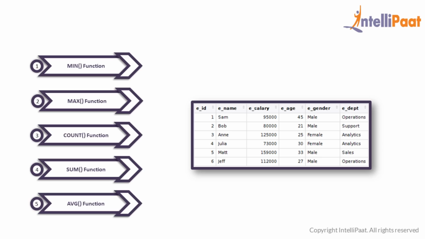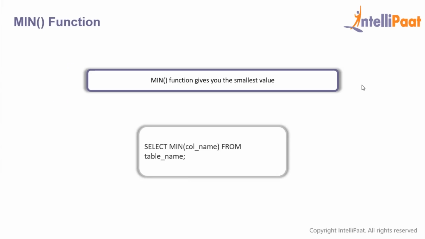Some basic functions in SQL. So we'll look at the min function, max function, count function, sum function and average function. Let's start with the min function. The min function gives the smallest value in a column. Let's look at the syntax. First we give in the select keyword, then we give the min function and inside the parenthesis we specify the name of that column from which we are supposed to find the minimum value.